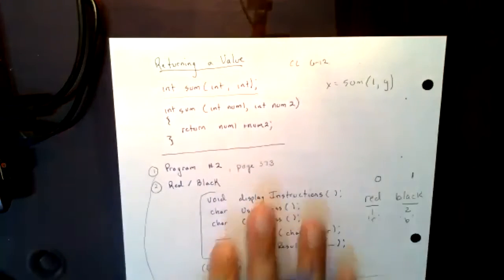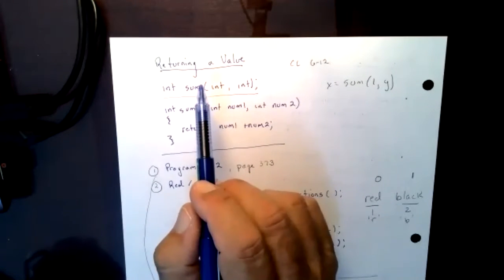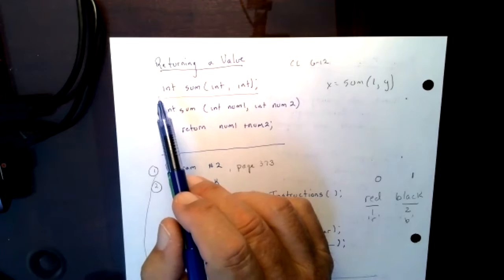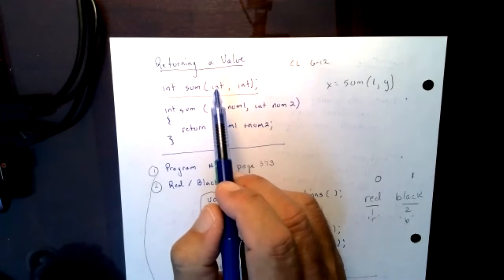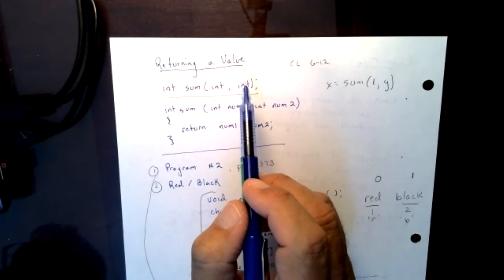Okay. Still looking at some examples. We understand the idea of a void. We understand returning a value. Here's my prototype. Int sum. I just put in the int. That's sort of what we were just talking about a moment ago.